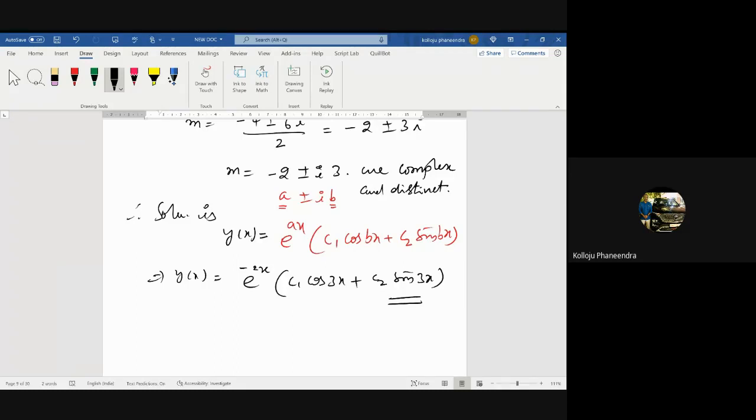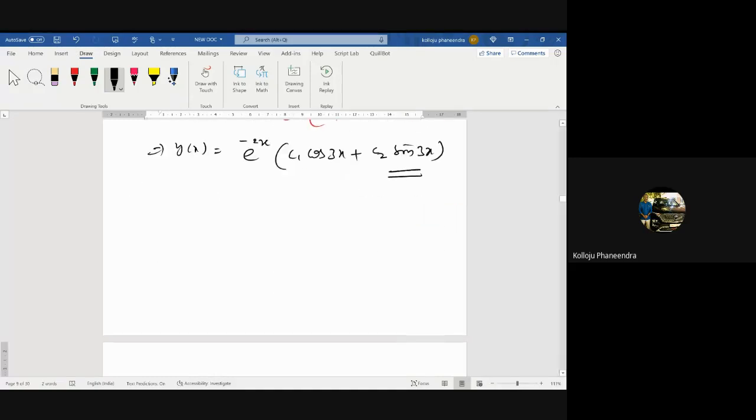Now let me consider higher order equations. No higher order at all in this one. Now you solve this problem. Next one, d power 4 y by dx power 4 minus a power 4 y equal to 0.